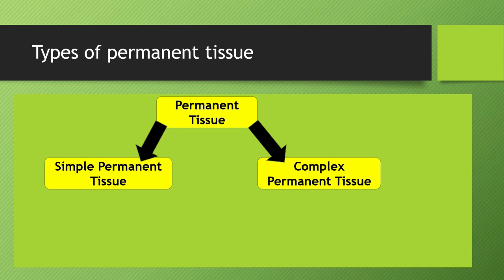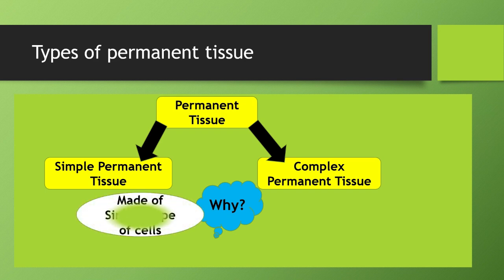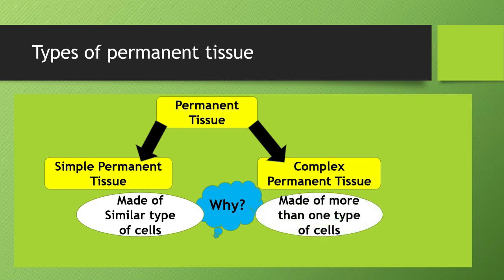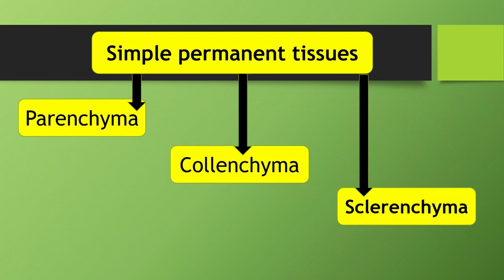Now, how many types of permanent tissues are there? There are two types of permanent tissues. First is simple permanent tissue and the next one is complex permanent tissue. Now the question arises, why is permanent tissue divided into simple and complex? Simple permanent tissue is made up of similar type of cells, and complex permanent tissue is made of more than one type of cells.